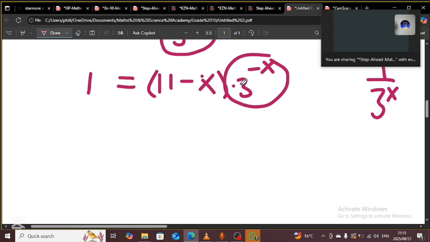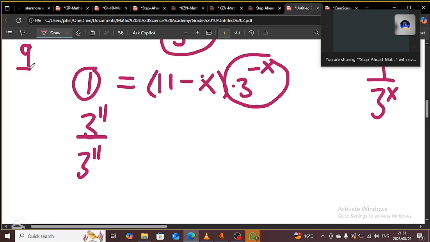So now we change this to become an exponent. So this is 1. Remember, 3 to the power of 11 over 3 to the power of 11 is the same as 1, right? It's like 9 over 9. What is 9 over 9? It equals 1. So 3 to the power of 11 over 3 to the power of 11 is the same as 1.